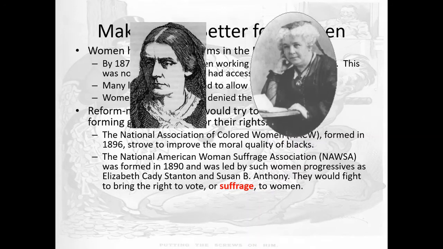On the left, you can see Susan B. Anthony. On the right is Elizabeth Cady Stanton. Again, 2 suffragettes.